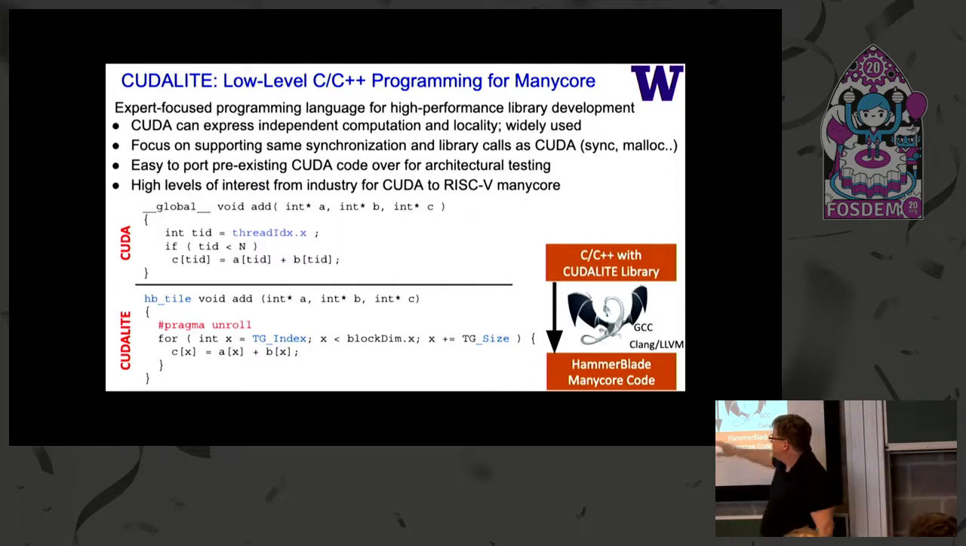And so this is an example comparison of a snippet of device code that runs on CUDA and the equivalent code on CUDA Lite. It's fairly one-to-one in terms of being able to move code over. There are certainly some differences in terms of optimization and what would be preferable in one architecture or the other. But in terms of getting something up and running, it's fairly straightforward.